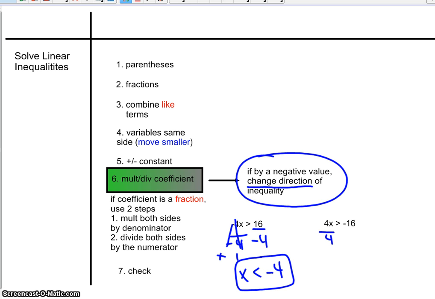Now, over here, though, I'm dividing by +4. Sometimes people think because there's a negative in there that they have to switch the sign. No, it's what I'm dividing by, and I'm dividing by a positive value.